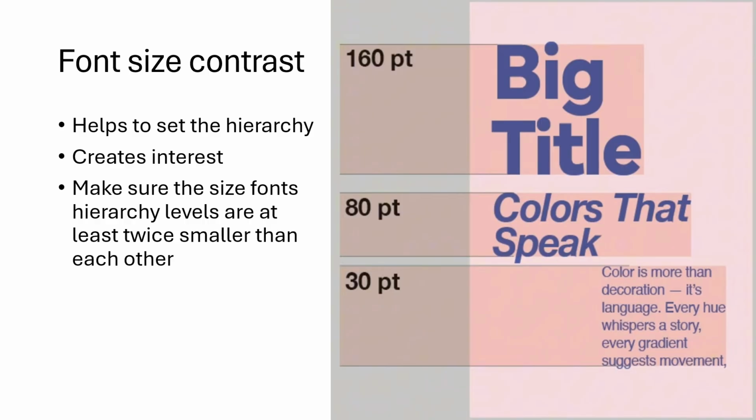The other massive thing to remember is font size contrast. It really helps the hierarchy. It helps to create interest, and remember that your different levels should be dramatically different in size to each other. So make sure the font hierarchy levels are at least twice as small as each other. In the example here, the big title is at 160, then half of that is 80, and then less than half again is the more decorative paragraph. So you can see the idea, level 1, level 2, level 3. Make sure there's a big difference between the different level fonts in your hierarchy.